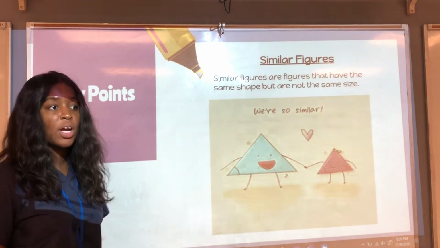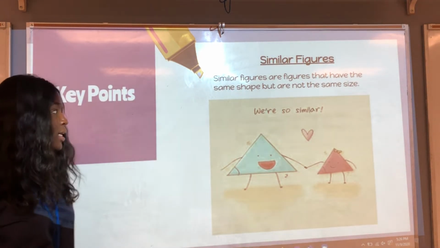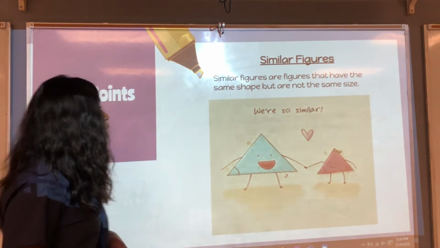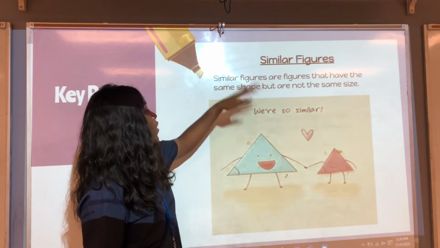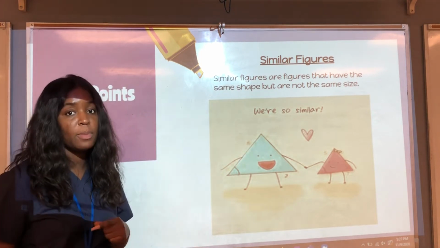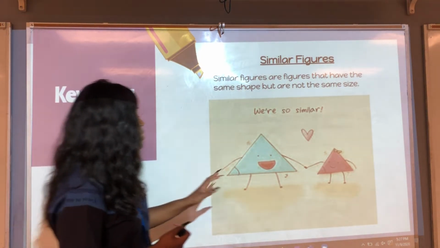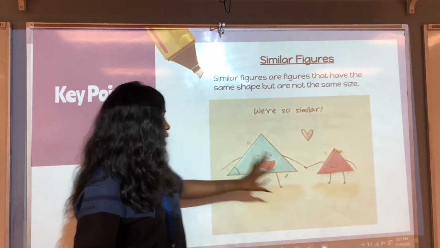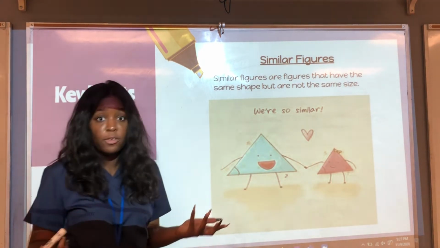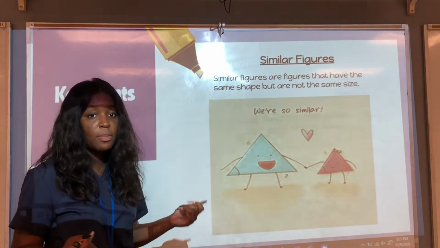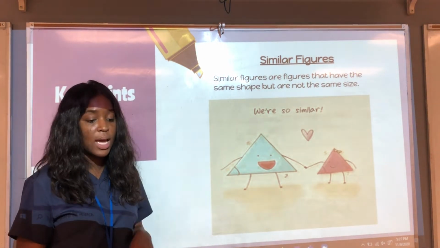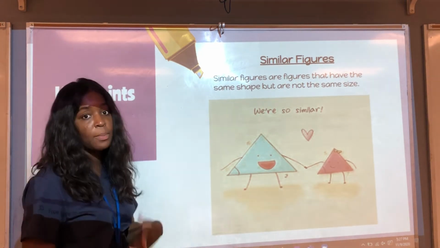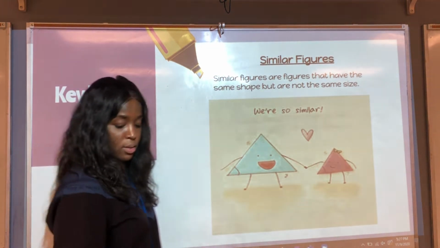As usual, we're going to start with our key points. And so the first thing I need you to know is what in the world a similar figure is. Well, similar figures are figures that have the same shape but different sizes. So you can see in this image, if you have two triangles, one's a large triangle and one's a small one, they're similar figures, right? Because they're the same shape, but they have two completely different sizes. So go ahead and write the definition. Press pause and hit play when you're ready to move forward.